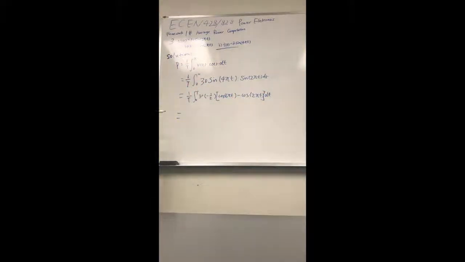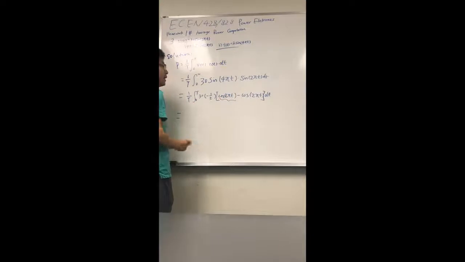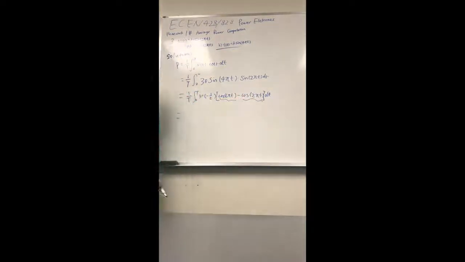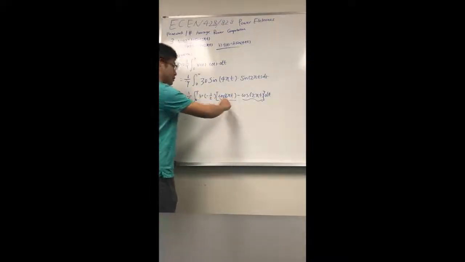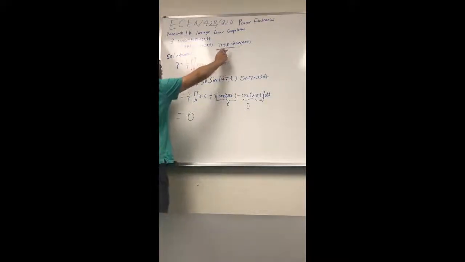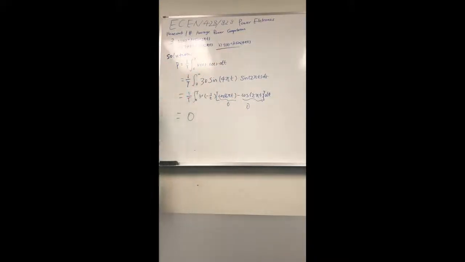So there are two terms in this integration. The first term is cosine 6 pi t. The second term is cosine 2 pi t. We know the average value for the cosine function equals 0. So the answer should be 0. That's the answer when i equals 3 times sine 4 pi t.